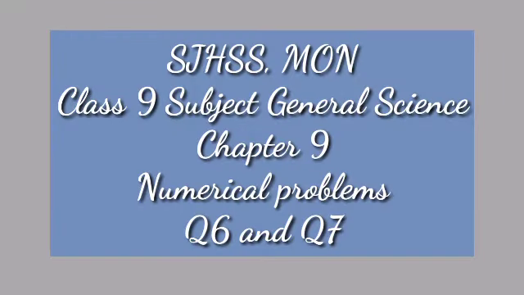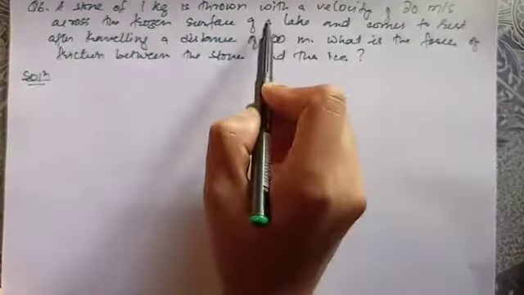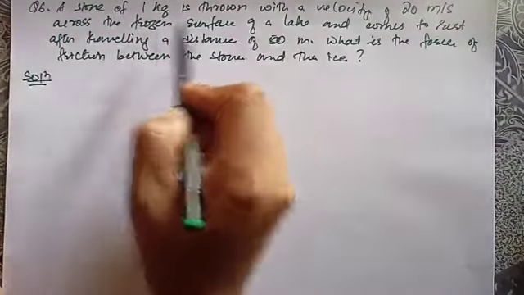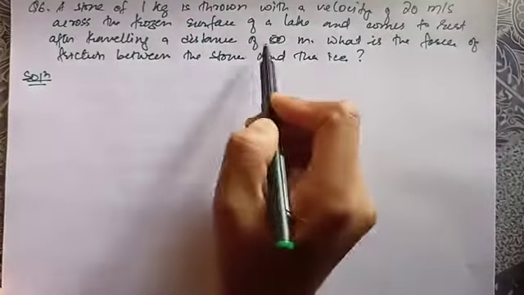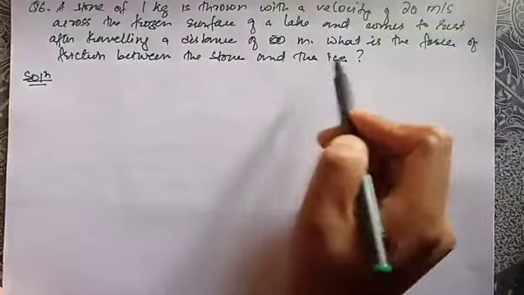Hello students, today we will solve question number 6 and 7 from the exercise of chapter 9. Question number 6. A stone of 1 kg is thrown with a velocity of 20 meters per second across the frozen lake and comes to rest after traveling a distance of 50 meters. What is the force of friction between the stone and the ice?